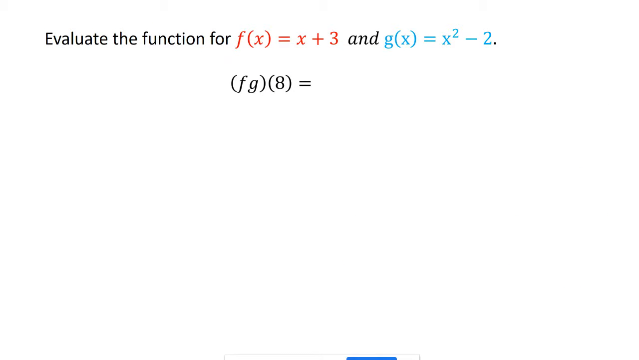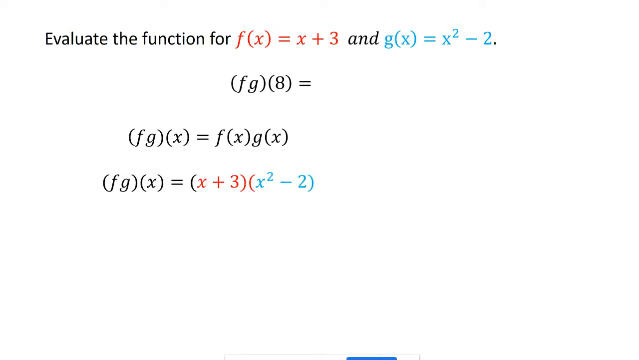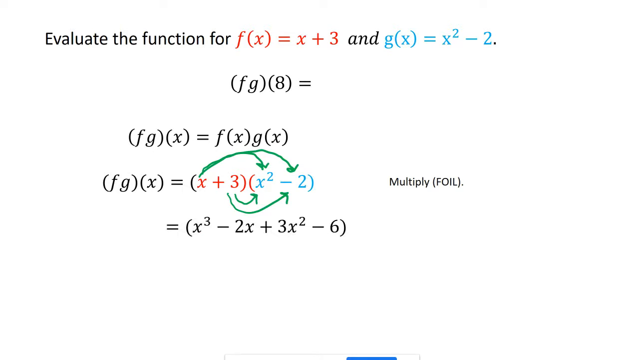Okay, let's do this one. f times g of 8. We can multiply it. And so we're going to multiply x plus 3 times x squared minus 2. So we're going to multiply. Some of you know it as FOIL. So x times x squared, and then x times negative 2, and then 3 times x squared and 3 times negative 2. So let me check our work. So we get x times x squared is x cubed.